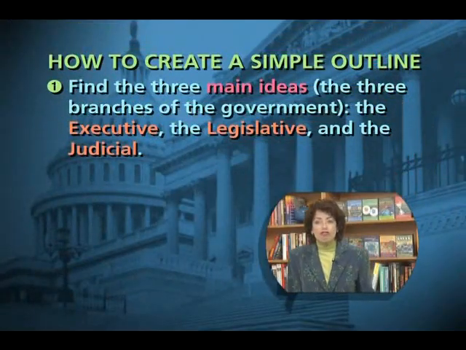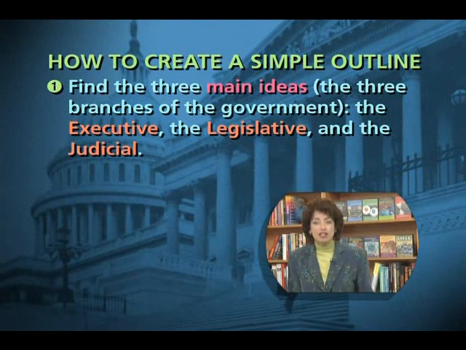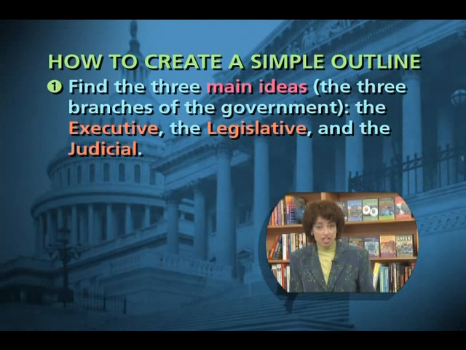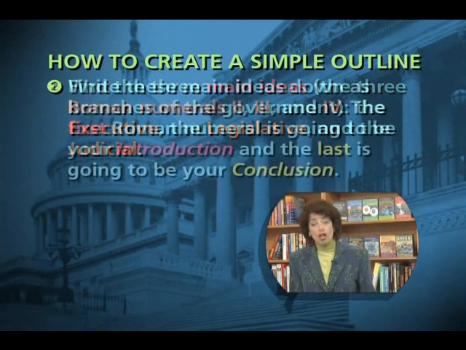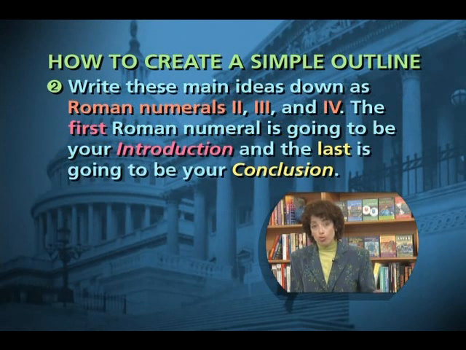As it is written, the material has no method of organization. It's all over the place. So what you've got to do is first find the 3 main ideas. In this case, it's the 3 branches of the government: the executive, the legislative, and the judicial. Write these down as Roman numerals 2, 3, and 4. Because remember, that first Roman numeral is going to be your introduction, and the last Roman numeral is going to be your conclusion. So your 3 main ideas are Roman numeral 2, 3, and 4.